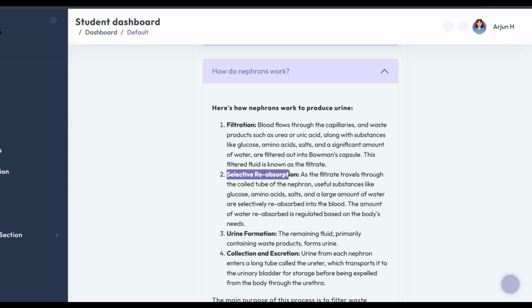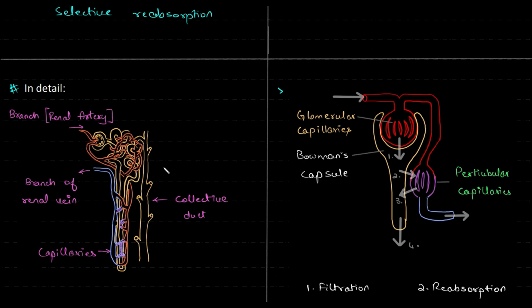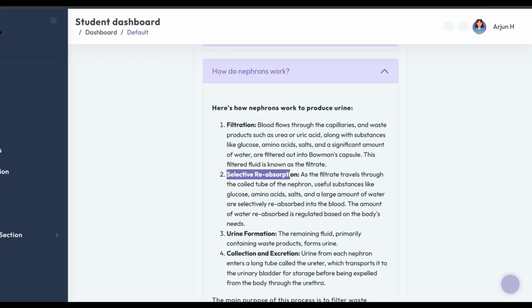Then we have to do selective reabsorption. As the filtrate travels through the coiled tube of the nephron, they mean this. Okay. Useful substances like glucose, amino acids, salt, and a large amount of water are selectively reabsorbed into the blood. The amount of water reabsorbed is regulated based on the body's need. So that's why this is selective.